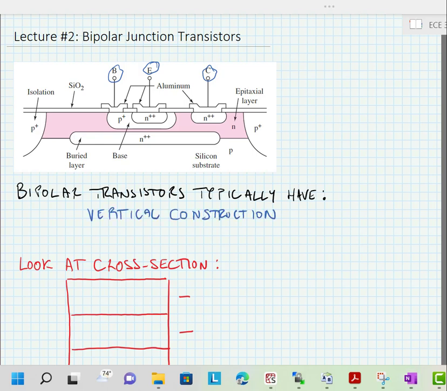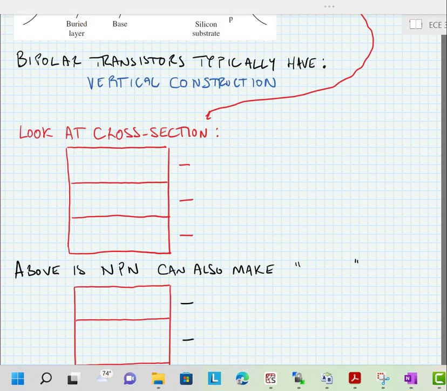And indeed, if we started with a cross section looking from the N region here, the N plus region, we see what makes the traditional construction of the bipolar junction transistor. Let's look in detail at this cross section. Starting from the top, we have an N plus plus region. Next, we have a P plus region. And finally, we have an N region.